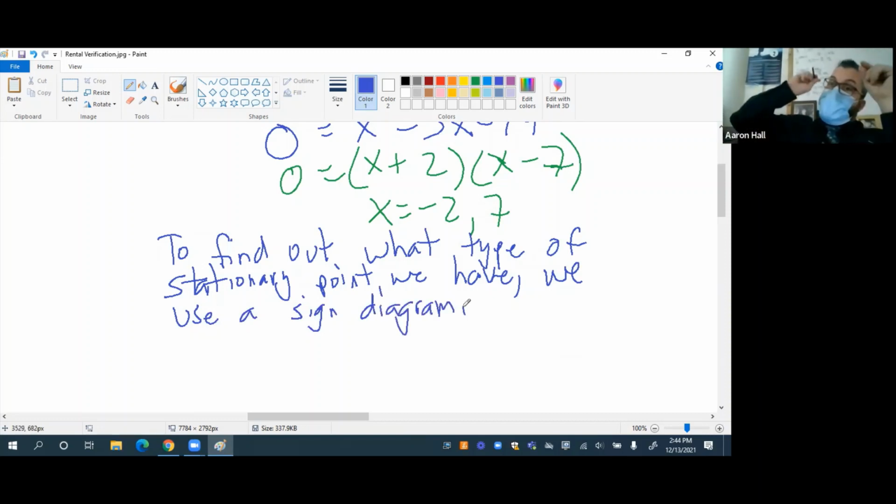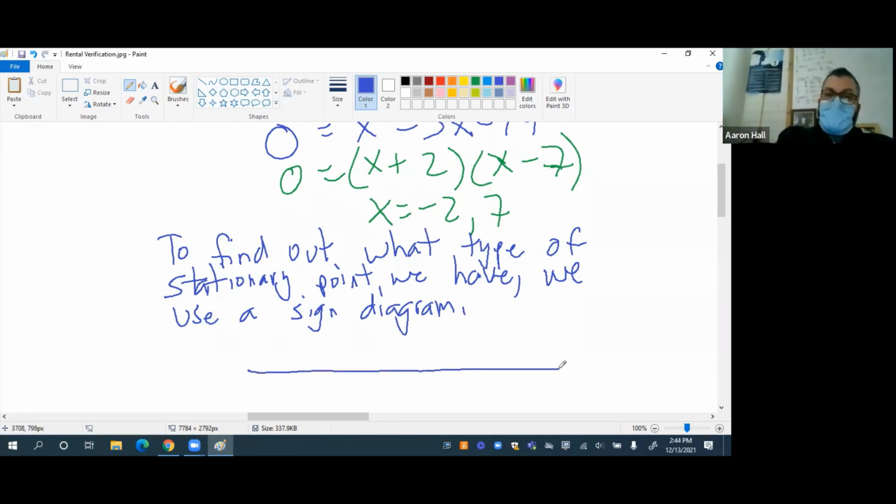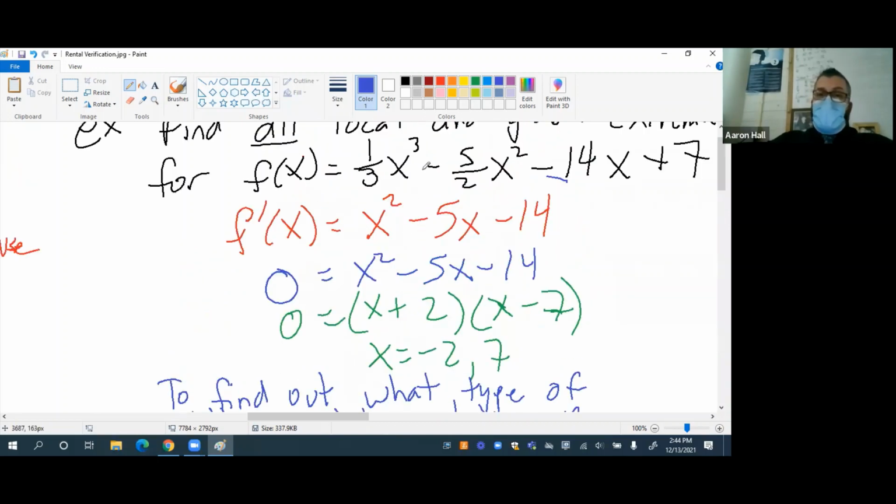We're literally trying to find out whether we have a positive followed by a negative, or a negative followed by a positive, or a positive followed by a positive, or a negative followed by a negative. So we're going to do a sign diagram. Here's my line here. I'm going to identify these points of -2 and 7. Now I'm going to use this graph here. This equation right here tells me what the slope is.